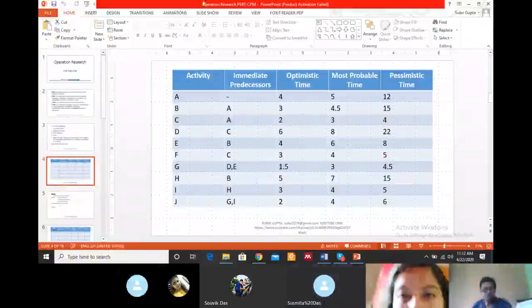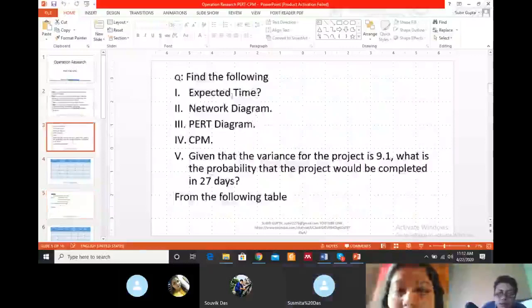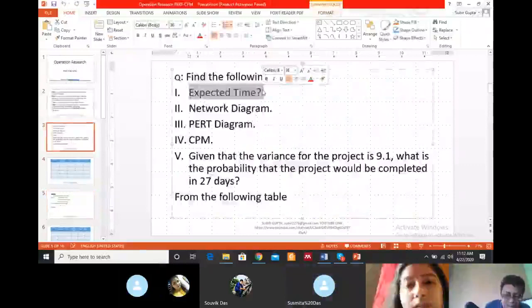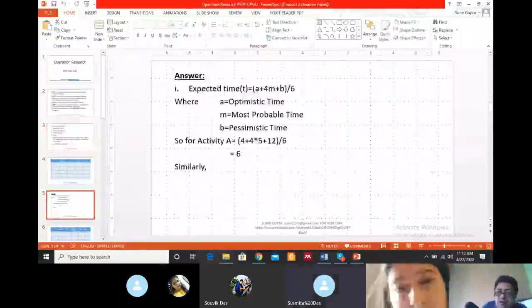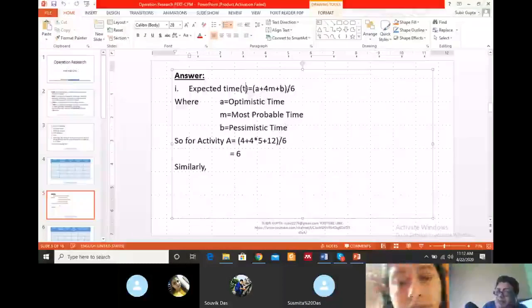First thing, according to our problem, the first question is to calculate the expected time. I repeat, find out the expected time. And the formula of the expected time is like that. It is denoted by T equal to (A plus 4M plus B) by 6.